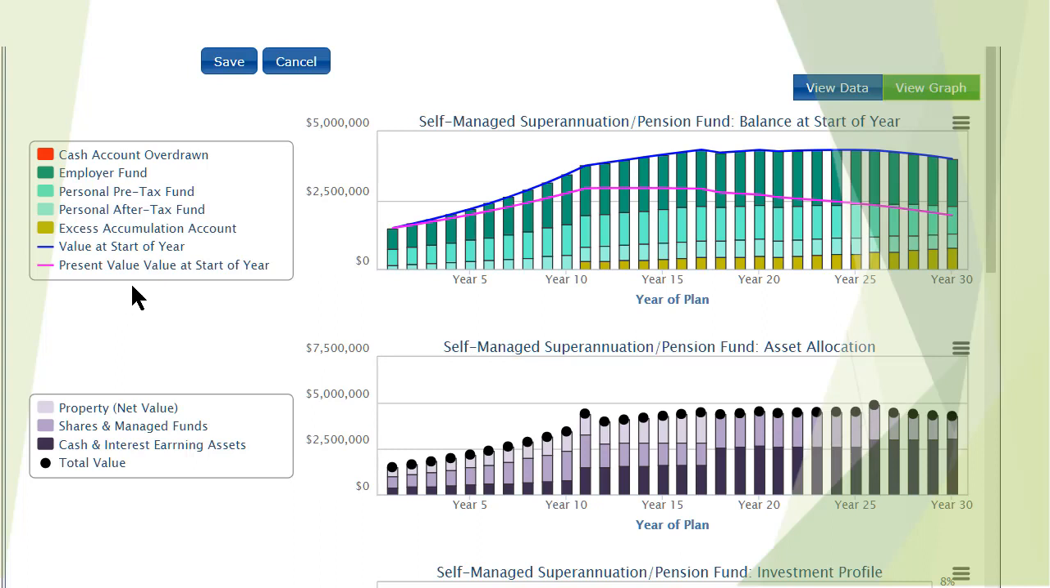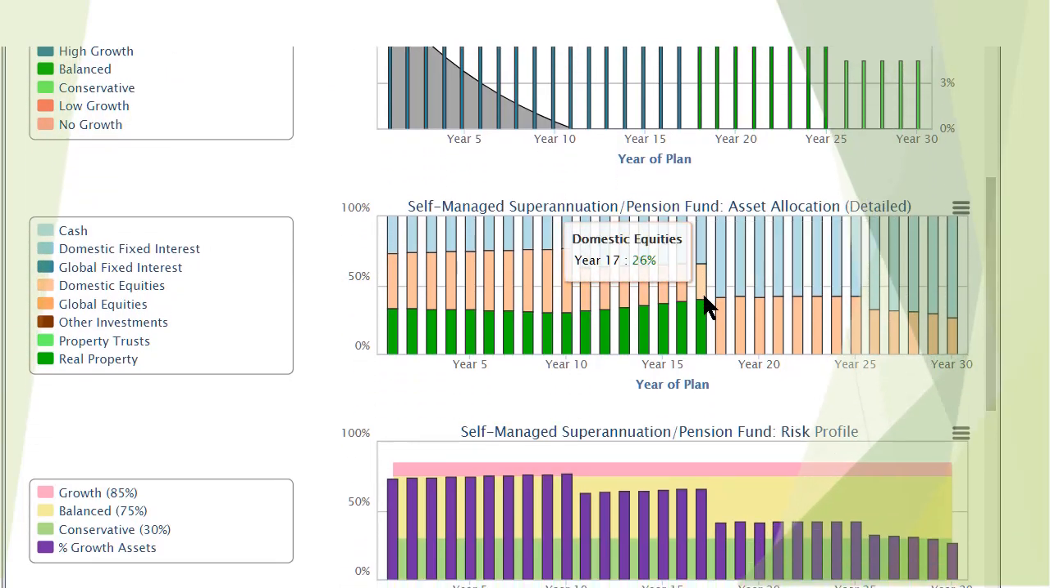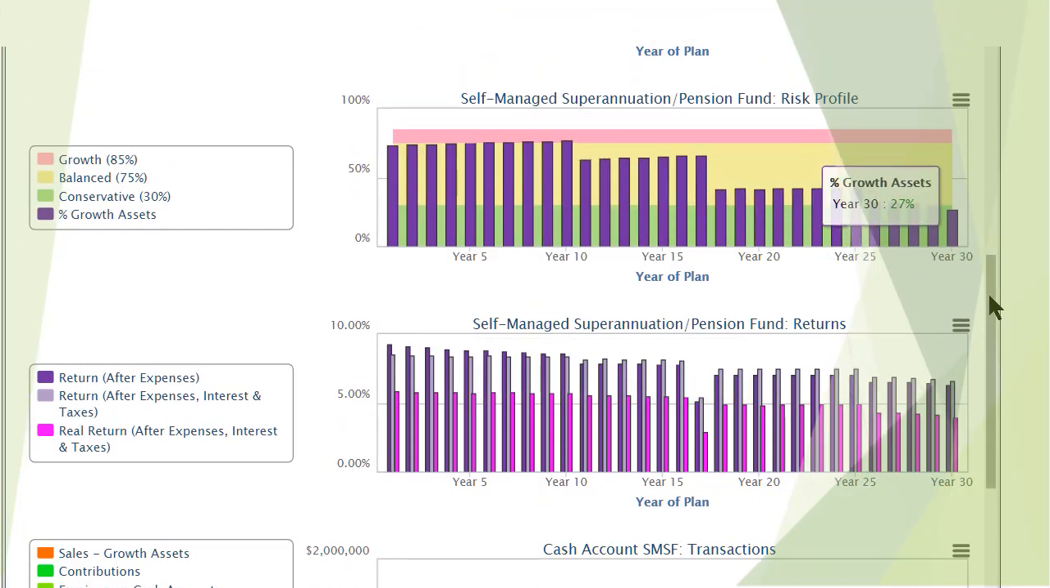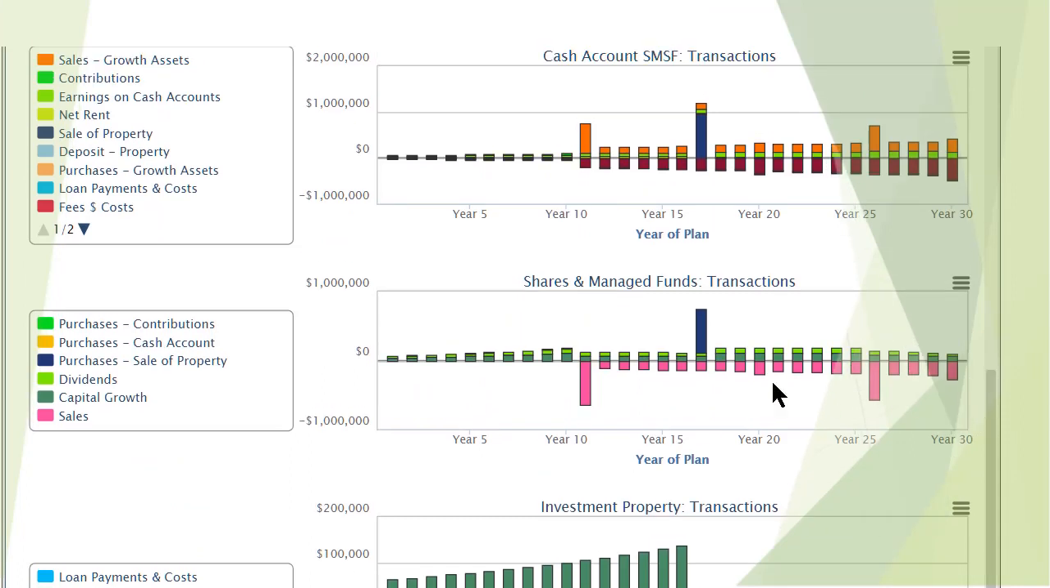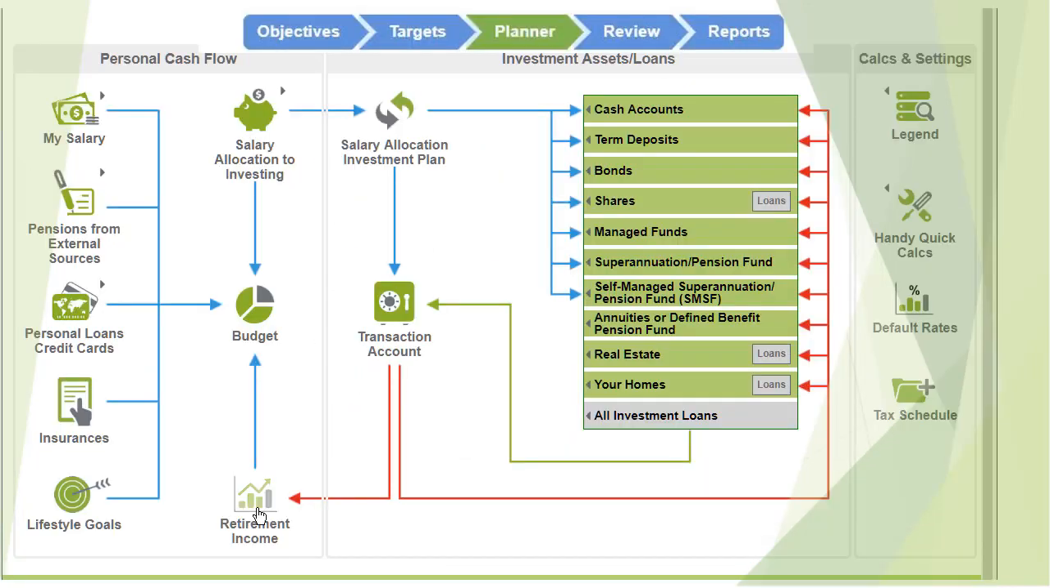Now review the graphs. The fund balances according to contribution type, with the excess accumulation fund separated from the rest of the fund. The fund balances according to account types, investment profile, asset allocation, percentage of growth assets, combined investment returns, cash account transactions, shares and managed fund transactions, investment property transactions and present values.